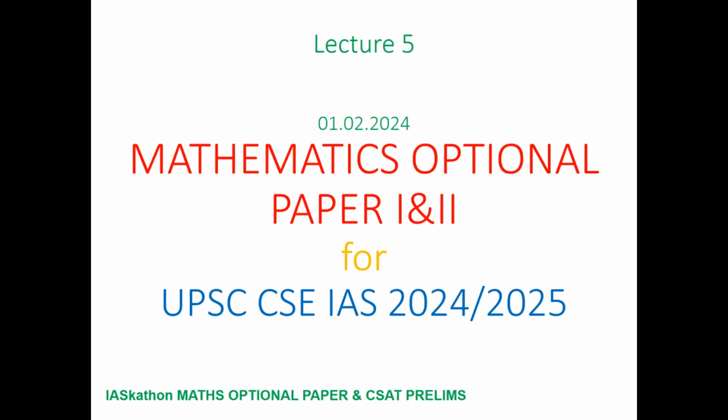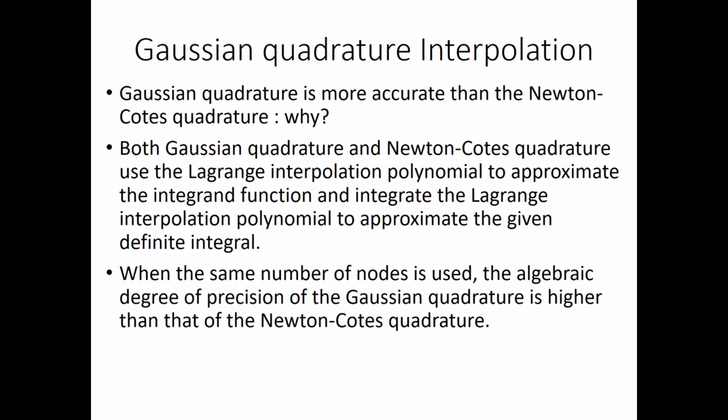In this video, lecture 5 of numerical analysis of mathematics optional paper 2 for UPSC CSE IAS 2024-2025 will be discussed. Let's see Gaussian quadrature formula. In the previous video, we discussed Newton-Cotes quadrature formula, and with the help of that trapezoidal rule and Simpson's rule. Here we are discussing Gaussian quadrature interpolation and comparison between these two.